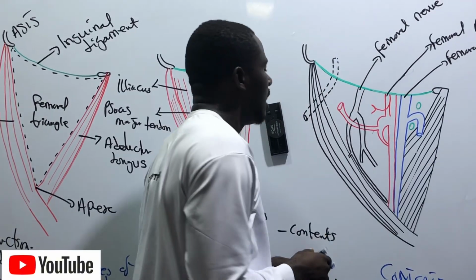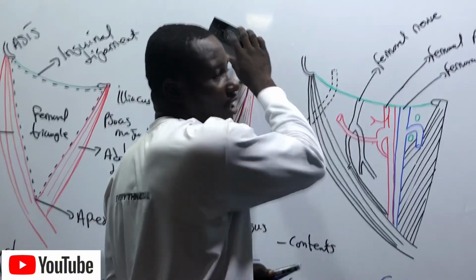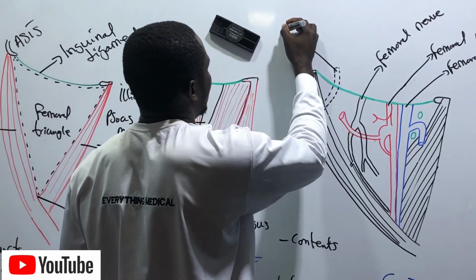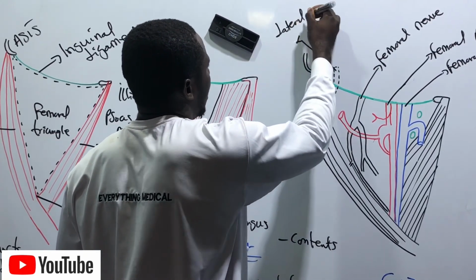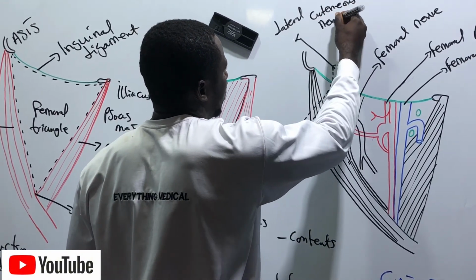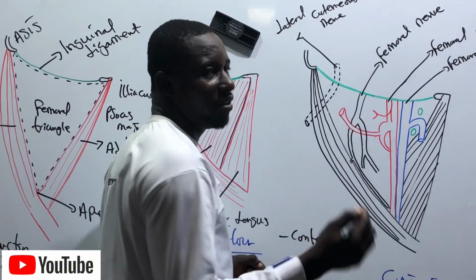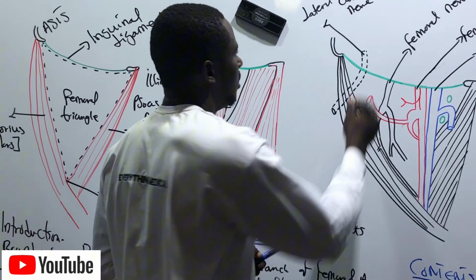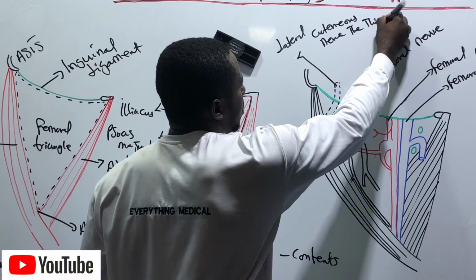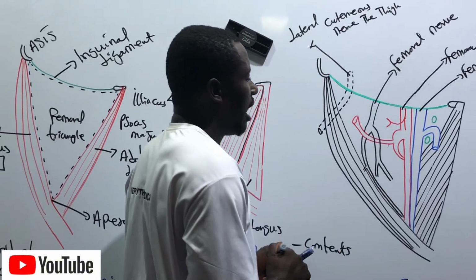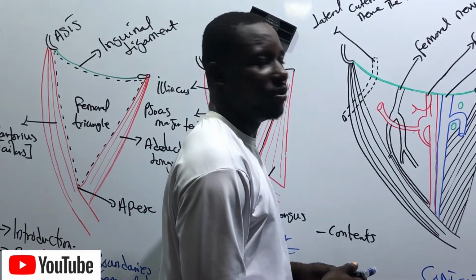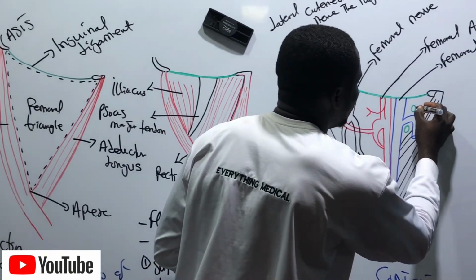Now, the next is the lateral cutaneous nerve of the thigh. Cutaneous means skin. That means it innervates the skin of the thigh. The next in line is the deep inguinal lymph node.